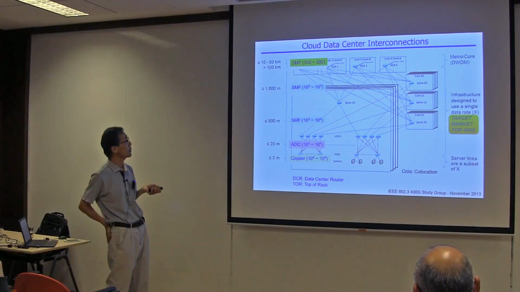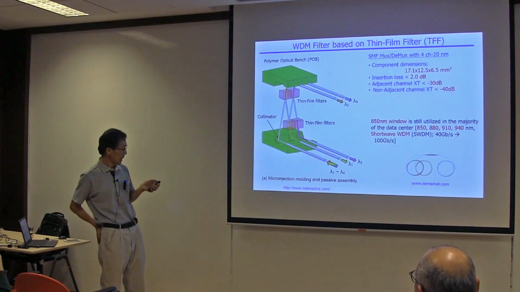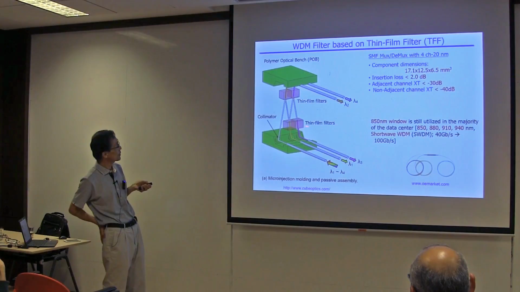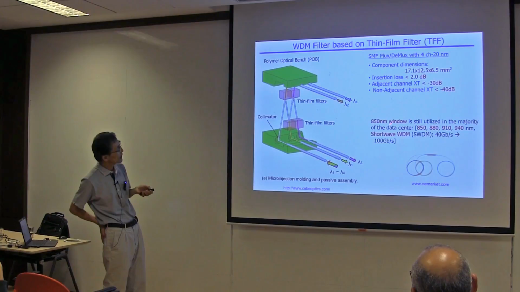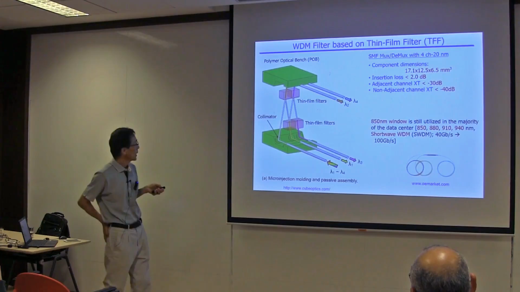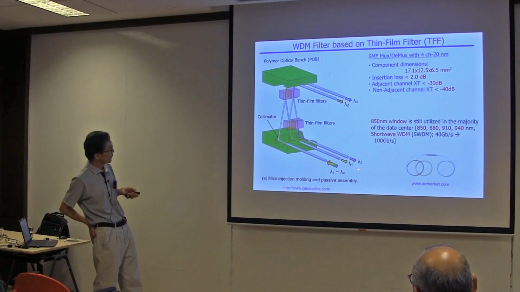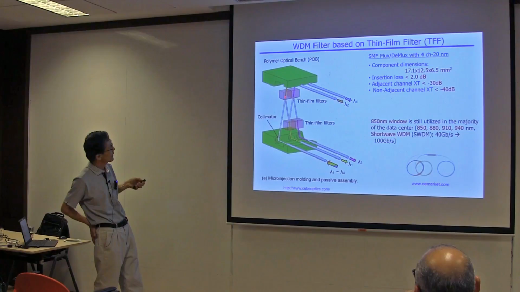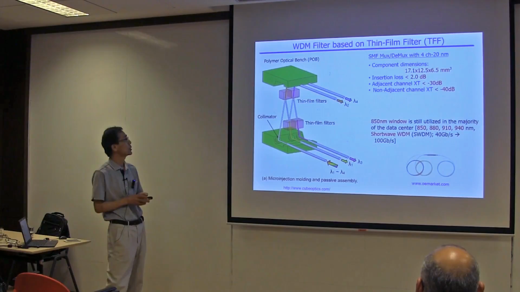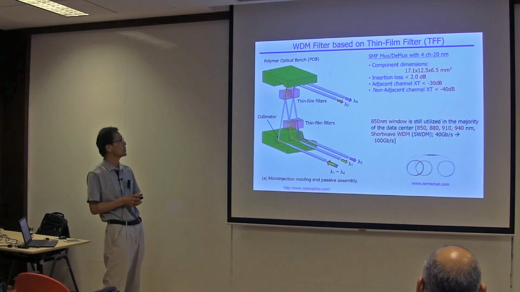Before using AWG, people used interference filters, which at 850 nanometer still dominate, and this one is 1.3 microns. It's a molded configuration. For the demultiplexing case, a four-channel signal comes in, and in this interference filter only lambda 2 passes, and the rest of the signal is reflected. And here, only lambda 1 passes through. This is the operational principle of the interference filter for current WDM systems, mostly data center applications.